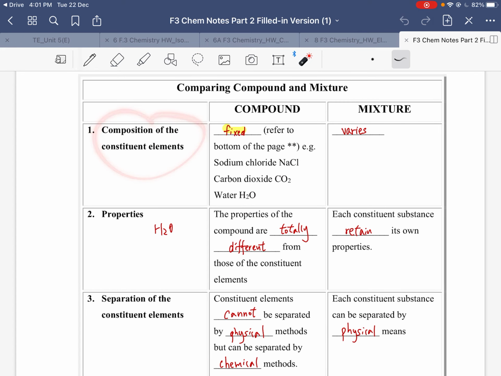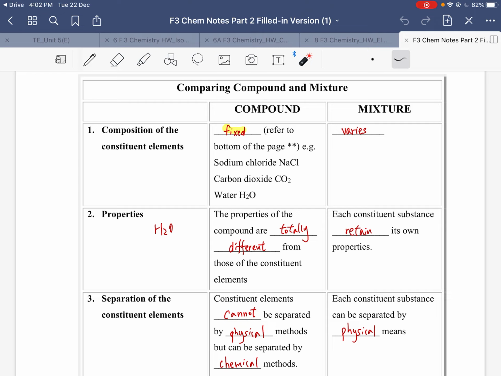Next, the composition. For example, water, you know the chemical formula H2O. In case we have 1 million particles of water, the composition of hydrogen and oxygen is still 2:1. So it means the composition of a compound is fixed. No matter how many compounds you have, the composition is fixed. For a mixture, it can vary.